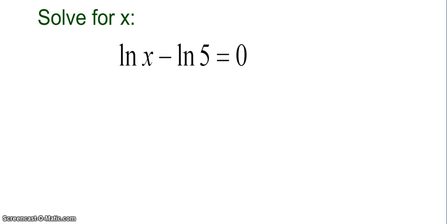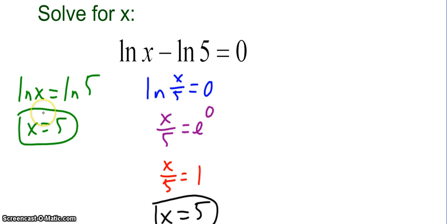Alright, next one. Solve for x. Again, try to come up with at least 2 different methods to solve. Pause the video, unpause when you're ready to check your work. Okay, so on the left here, what I did was I brought the natural log of 5 over to the other side of the equation, and then from my property I recognize that I have a log with the same base on both sides and nothing else. Therefore, x has to equal 5. That's again the simple way.